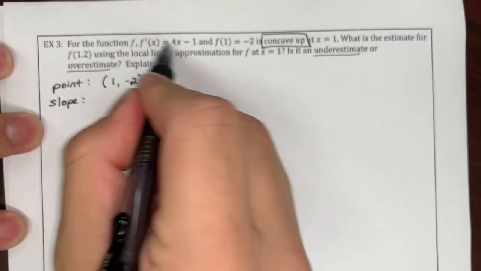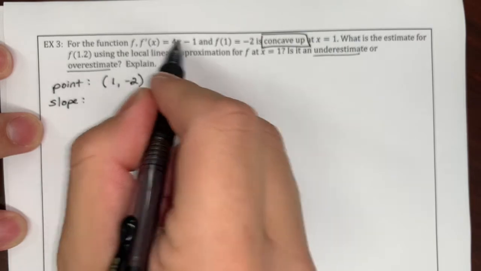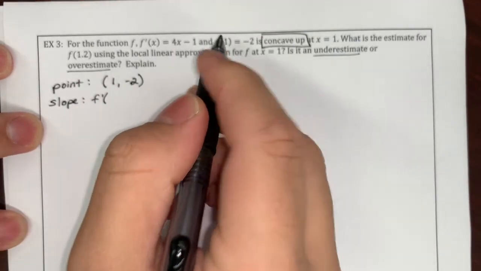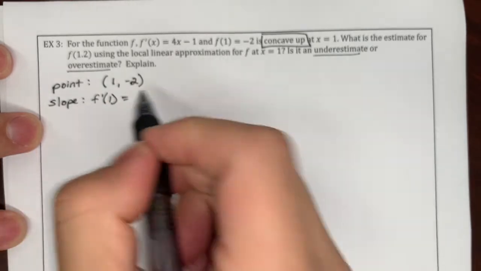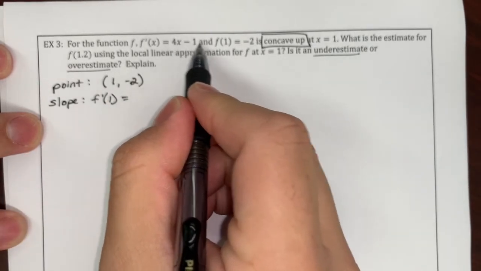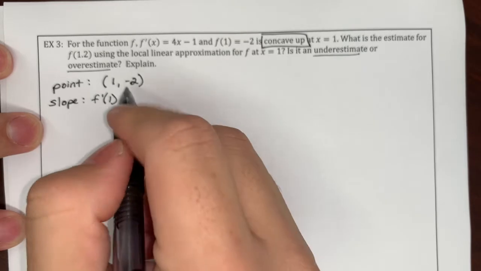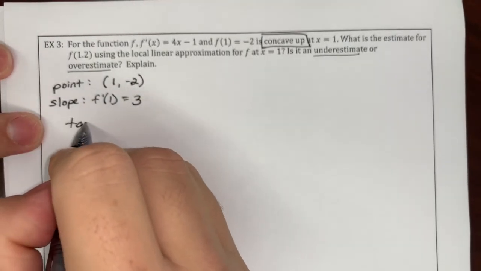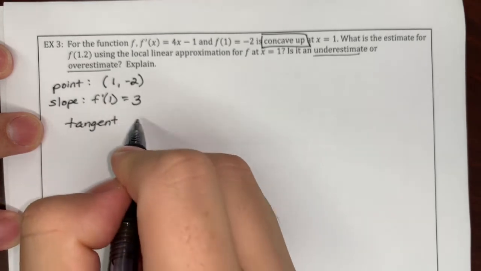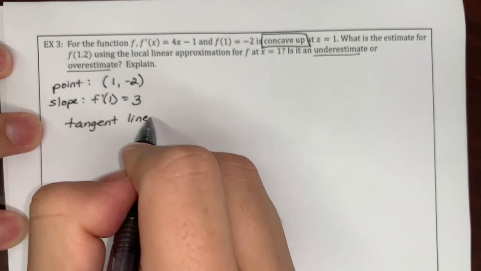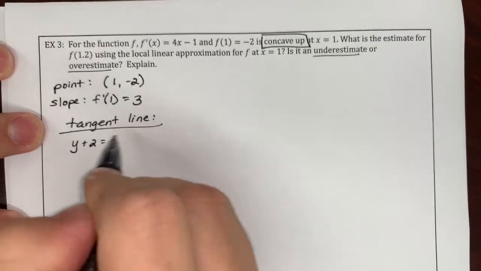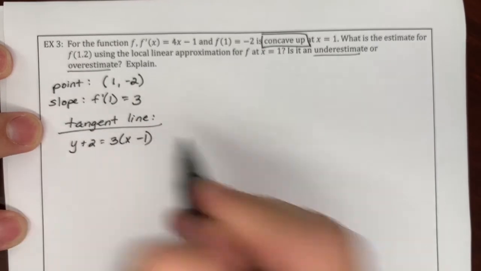So this is f prime, or the slope at any point for x for the function. F prime of 1: if I plug in 1, 4 times 1 minus 1 is 3. So that's going to give you the slope. So now you just got to create your tangent line equation, and we should all be experts at that. So tangent line, we have y plus 2 is equal to 3 times x minus 1.